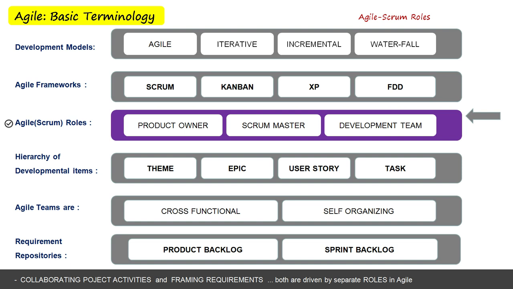Now let us see Agile or Scrum roles. In Agile, the project roles are limited: the product owner, Scrum Master, and the team. Product owner is the person who manages everything from the requirements front. He is the one responsible and also the owner of the product backlog, which is nothing but the repository of all requirements of the product.